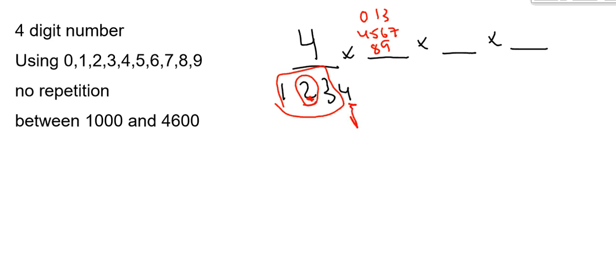But what if I start with a 4? If I choose a 4, I can't have a 9 in this position because that would give me a number like 4,912, and that's not allowed. It's too big. So in fact, we need to use cases here because starting with a 1, 2, or 3 allows us to use any number except for the repeating number, whereas starting with a 4, I'm only allowed to go up till 4600. So this is another case where we need cases.